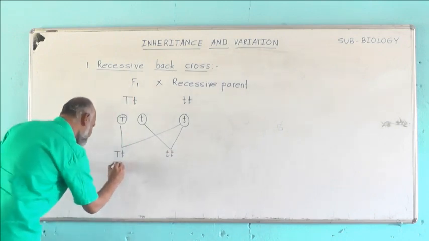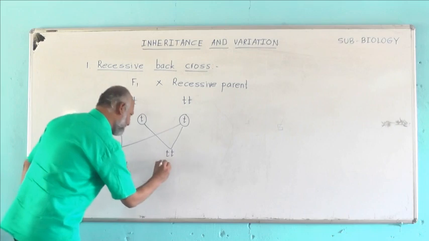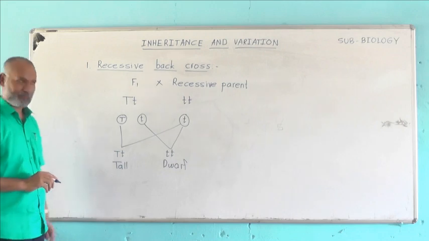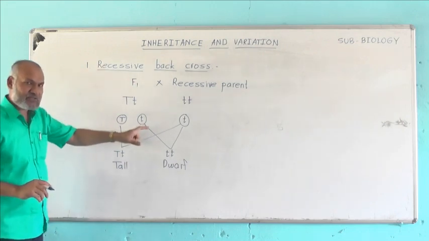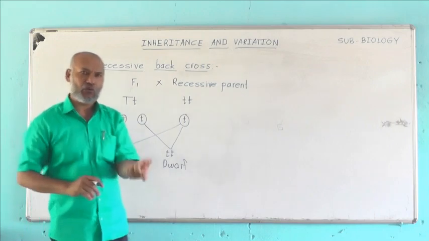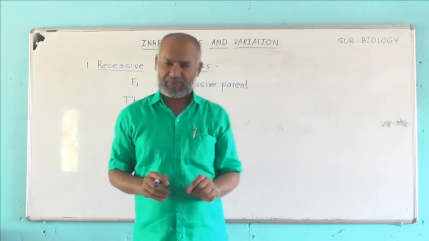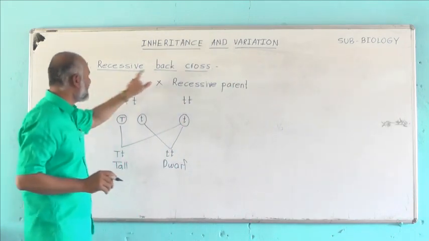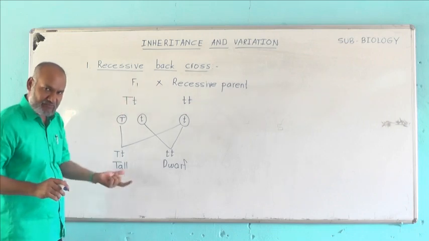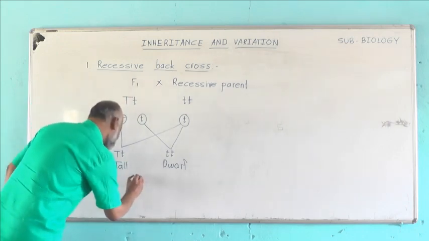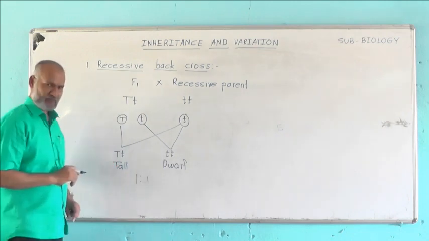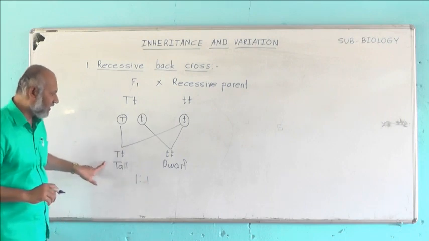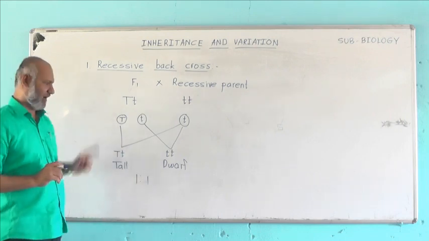This plant is tall. This plant is dwarf. In a dominant backcross, all the individuals show only the dominant character, that is the expression of only the dominant allele. While in a recessive backcross, the individuals formed are in a 1:1 ratio. That is 1 tall and 1 dwarf, or 50% tall and 50% dwarf.